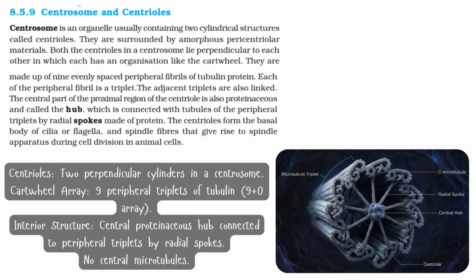Unlike cilia or flagella, which have doublets, the centriole is made of 9 peripheral triplets of tubulin protein. Its central region, called the hub, contains no microtubules, creating a 9+0 array. This difference is a prime target for statement-based questions.